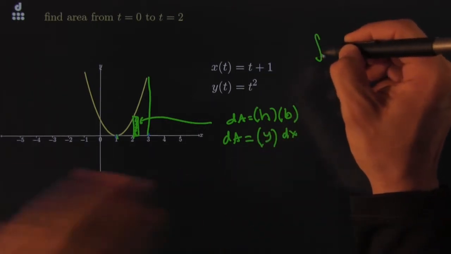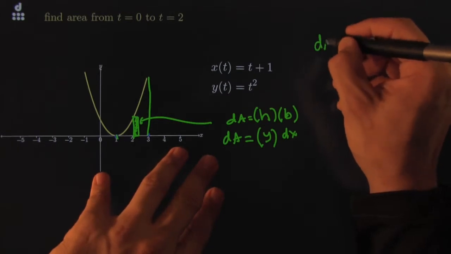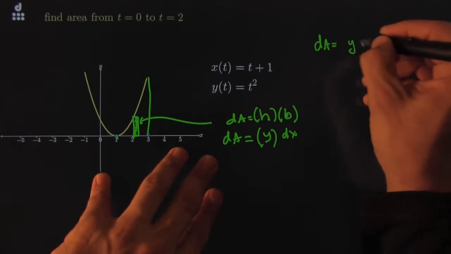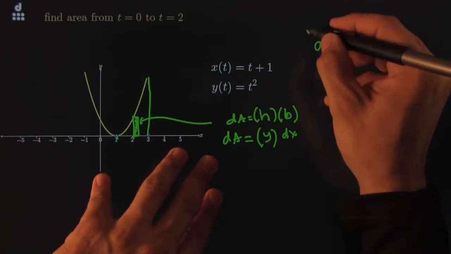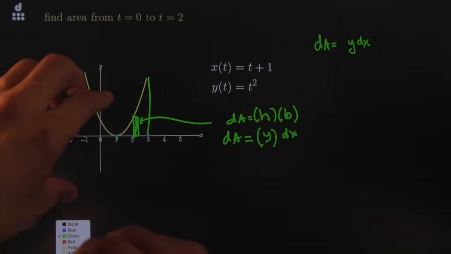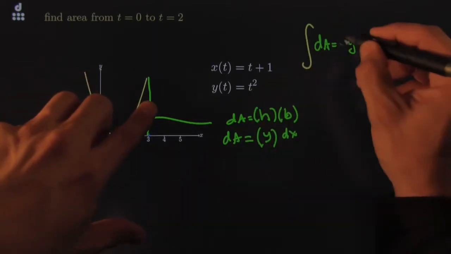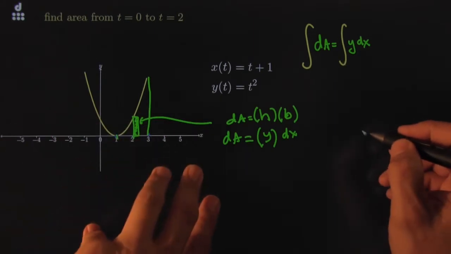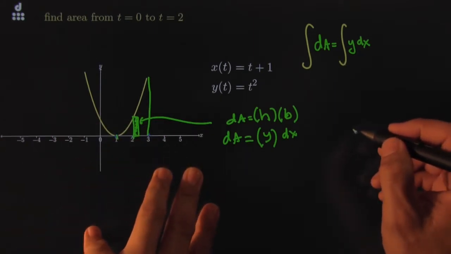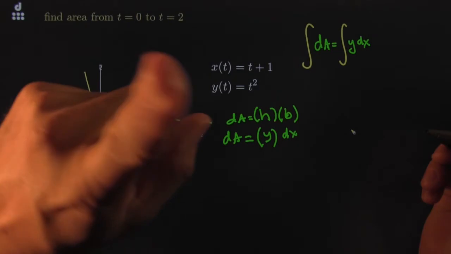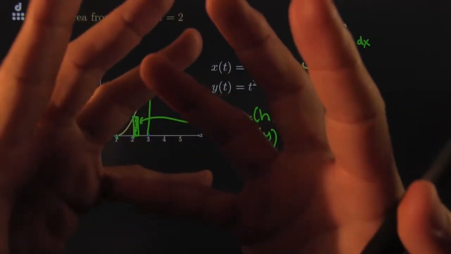The sum, so we have that dA is equal to y dx. And I'm going to slap an integral on both sides. I'm going to go with yellow. Slap an integral on both sides. And that's what we've got to do. Add up all the little areas. Are you afraid? Don't be afraid. You're in good hands.